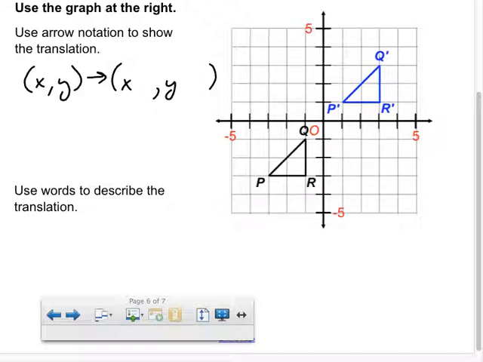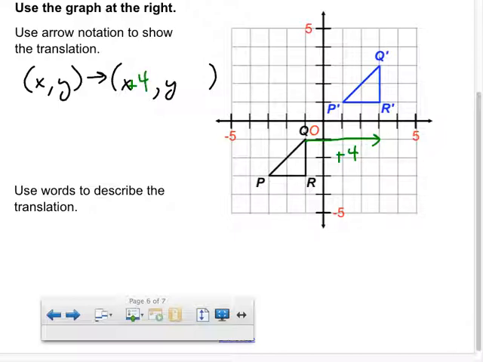So Q, we're going to first go in the x direction to figure out how to write our expression for the x coordinate. So to get to Q primed, I'm going which direction? I'm going right. And is that a positive or a negative? Positive. How many units? 4. And since I went right, is that plus or minus? Plus. So to the x coordinate, I add 4.